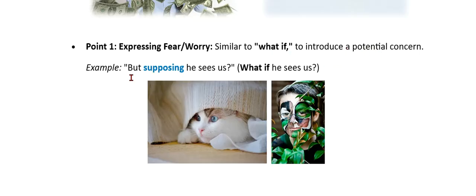For example, but supposing he sees us. Supposing he sees us means what if he sees us? It means that I am already concerned, already worried about being seen. But supposing he sees us means, but what if he sees us? I'm worried about it. So by using supposing or alternatively what if, we can express our fear or worry. It is one of the very important uses of supposing. Again, it means imagine the scenario that he sees us.